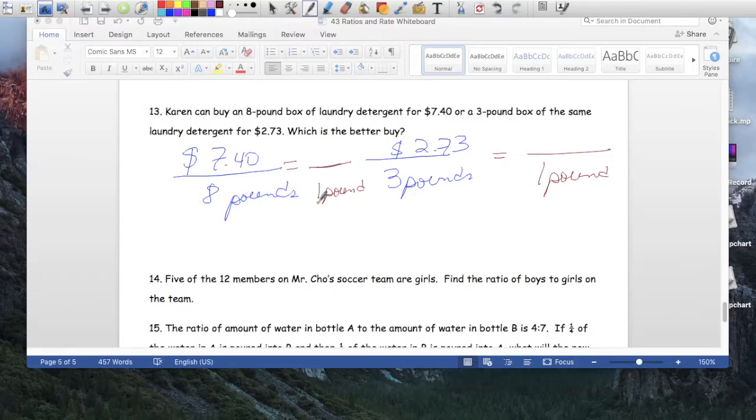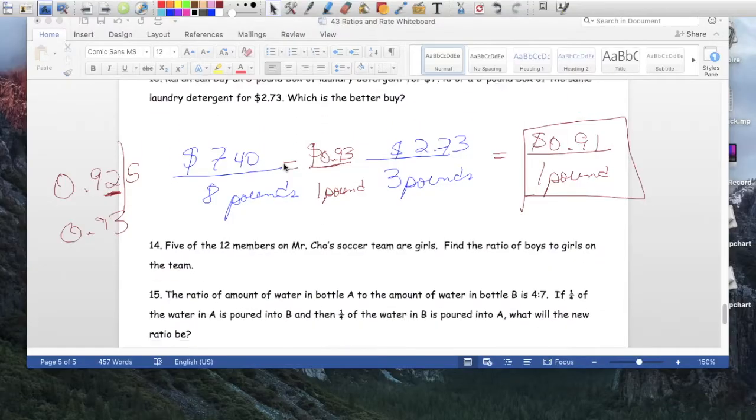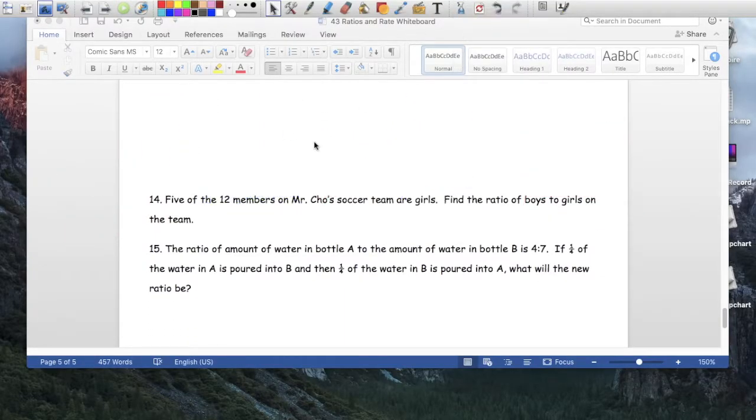So 8 divided by 8 over here, and the other one is going to be 7.4 divided by 8. So over here, it actually came out to 0.925. We're going to round this to the nearest hundredth, so that becomes 0.93, so 93 cents per pound. The other one is going to be 2.73 divided by 3, and that's going to give us 91 cents per pound. And again, the smaller size is the better deal because it's 2 cents cheaper per pound. Again, very unusual. It happens.